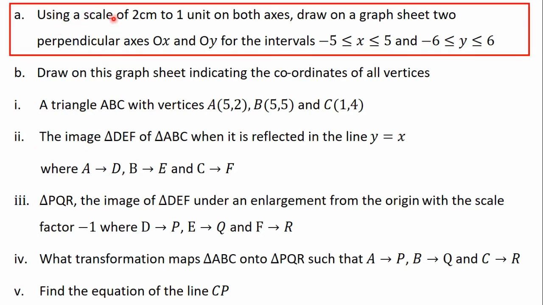It says that using a scale of 2 centimeters to 1 unit on both axes, draw on a graph sheet 2 perpendicular axes OX and OY for the intervals x is between -5 and 5 and y is between -6 and 6. So we are going to draw the x-axis and the y-axis, and then we will use a scale of 2 centimeters to 1 unit on both axes to number the x-axis from -5 to 5 and number the y-axis from -6 to 6.